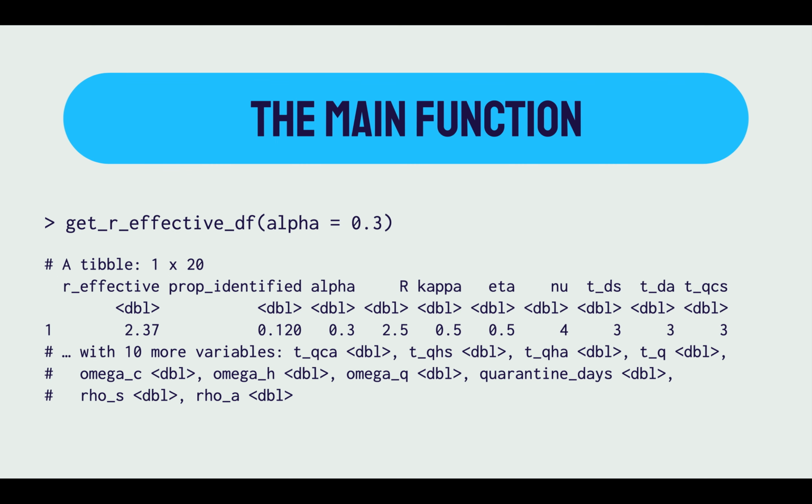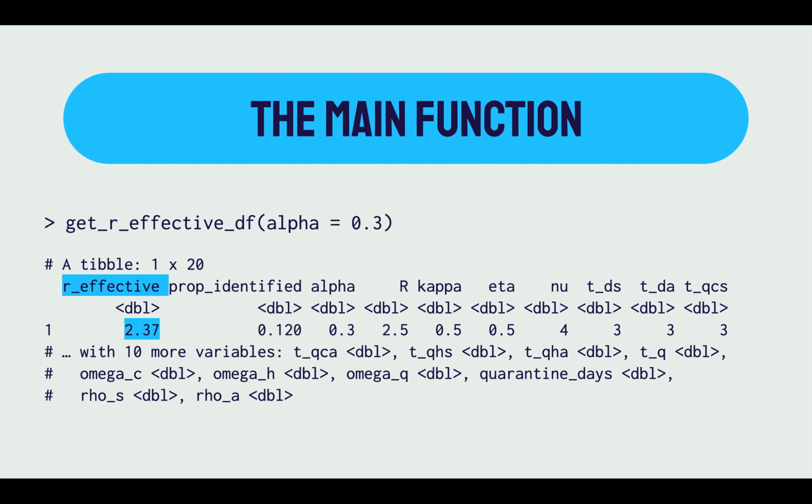So just as a simple example, I could, for example, plug in a specific alpha value here. And so if you recall, alpha is the percent of infections that are asymptomatic. And so based on all the other defaults, if I have an alpha value of 0.3, you'll see here in the output, it's going to give me this nice data frame that contains all of the values for each of the parameters, as well as the R effective and the proportion identified. And so here I've set my alpha value to 0.3, and so you can see that that is in fact what the alpha value is in my output.